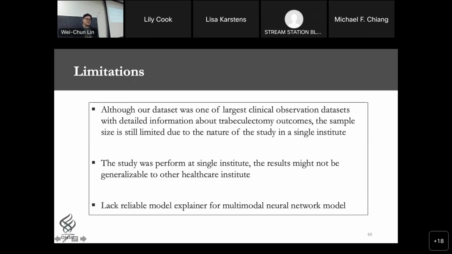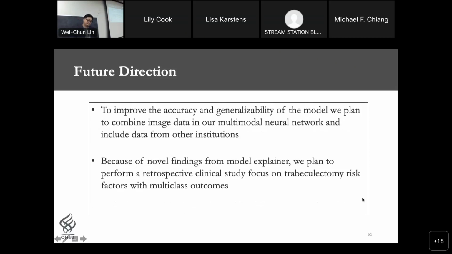Our data set was one of the largest clinical observation data sets with detailed information about trabeculectomy outcomes. The sample size is still limited due to the nature of the study in a single institute. Since the study was performed at a single institute, the result might not be generalizable to other healthcare systems. And we currently don't have a reliable model explainer for the multimodal neural network model.